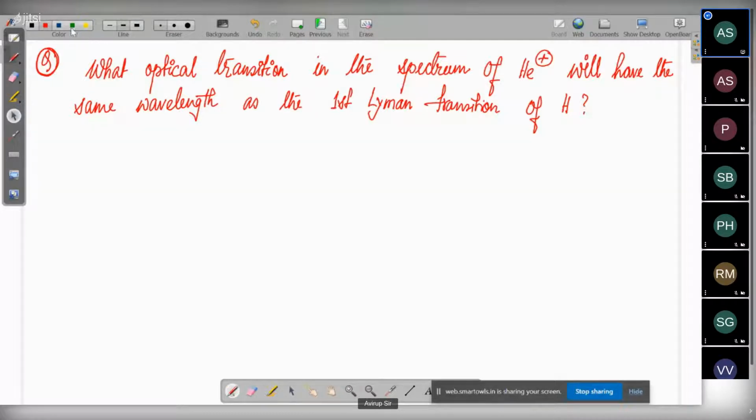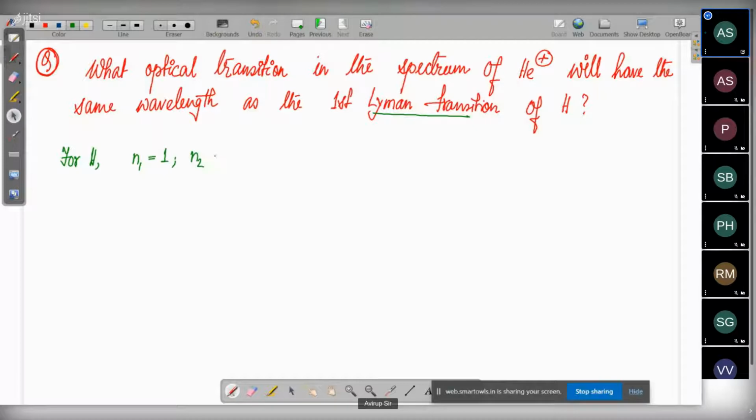So it is said we have the same wavelength as the first transition of hydrogen. So for hydrogen, it is said Lyman transition. See, Lyman means n1 is 1.